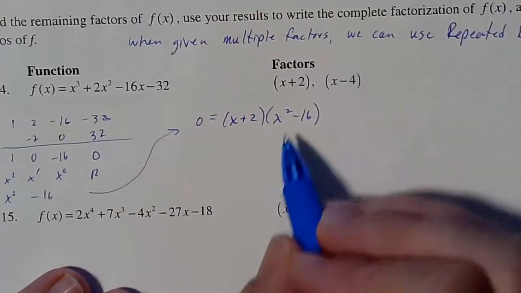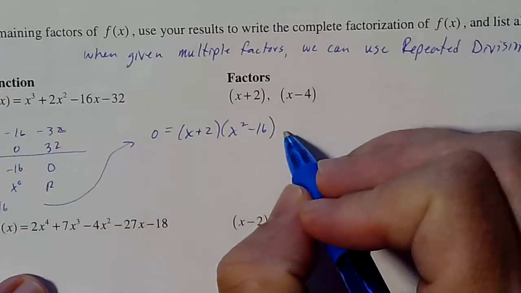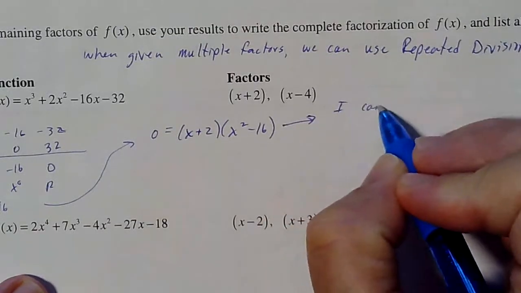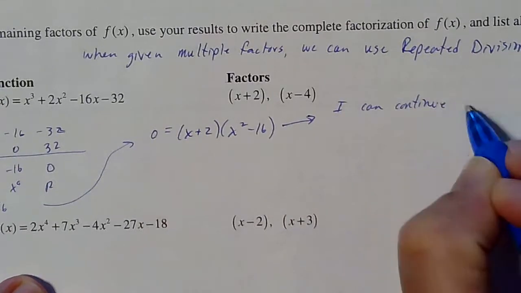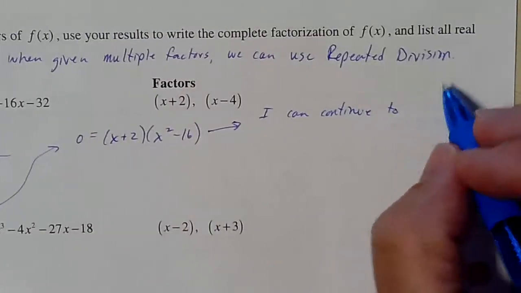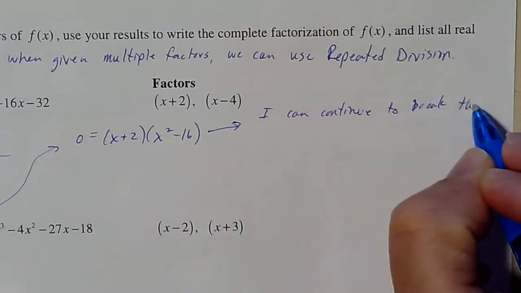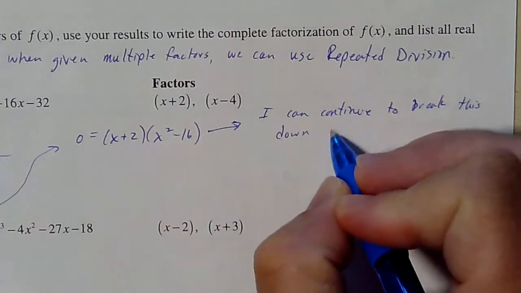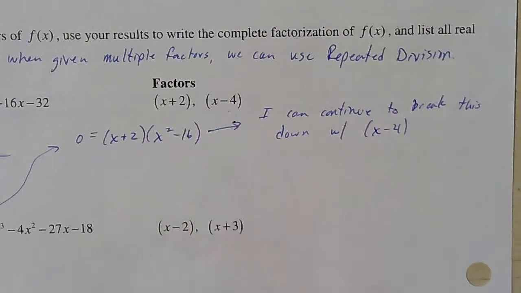All right, so now since we have another factor, we have the option to use repeated division. You actually have 2 ways we could go about this. Let me go through the repeated division first. So I can continue to break this down with x minus 4, the other factor.